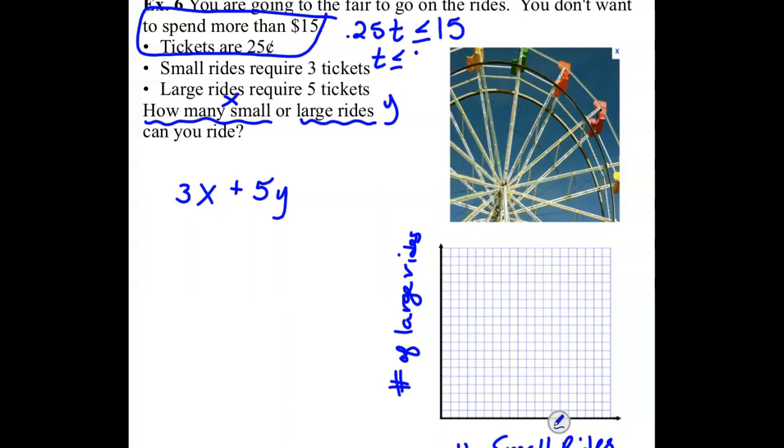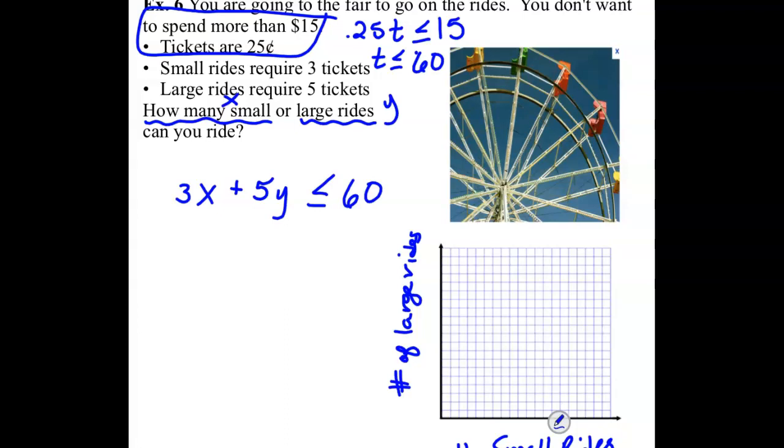15 divided by 1/4 is the same as 15 times 4, which is 60. So we can buy 60 tickets. How we want to split those up in terms of the small and large rides is up to us. Yes? So the 3x plus the 5y has to be less than or equal to 60 because I can't buy more than that. Does that make sense?